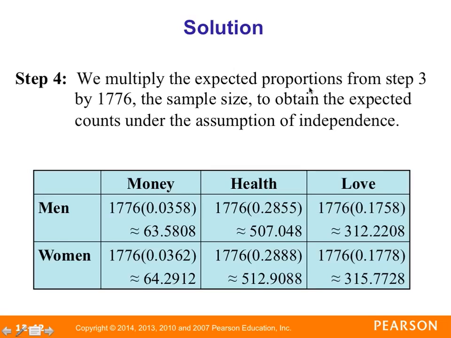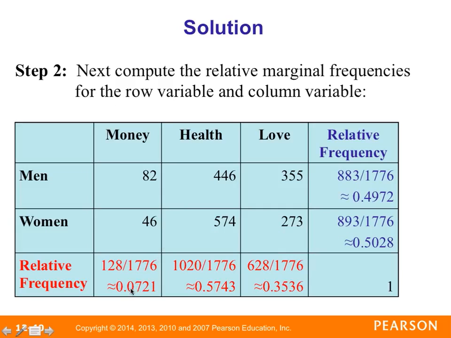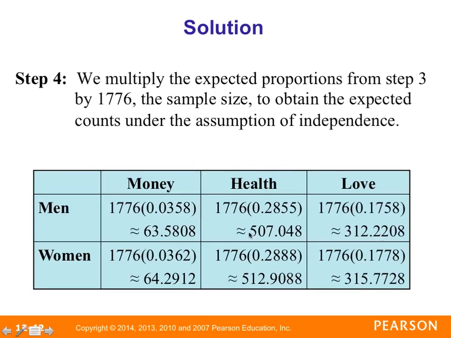So then we multiply the expected proportions from step 3 by 1776, which is our sample size, in order to obtain the expected counts under the assumption of independence. So we take our 1776 and we multiply by our 0.0358 to get the 63.5808. And the 0.0358 is obtained by taking the 0.0721 and multiplying it by the 0.4972. For this one down here, we would take our 0.0721, so that's this column, and multiply by this row, the 0.5028. And so we end up with all of these expected frequencies here.